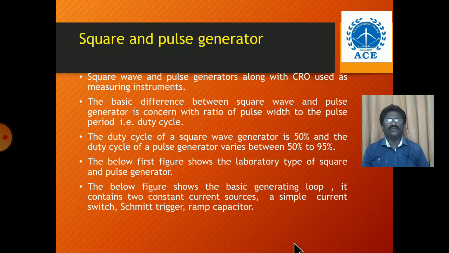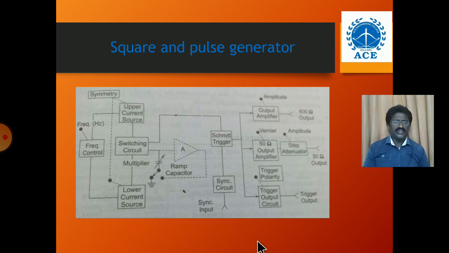Now I am going to discuss the square and pulse generator. Here a square wave and pulse generator is used along with a CRO, which is a measuring instrument. So this is the square and pulse generator.